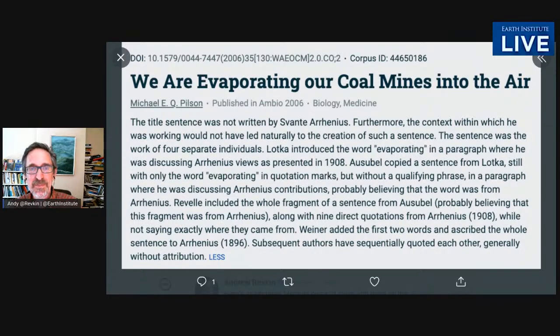So you have this hopscotching process, along with 9 direct quotations from Arrhenius, not saying exactly where they came from. Jonathan Weiner added the first 2 words and ascribed the whole sentence to Arrhenius. Subsequent authors, yours truly, have sequentially quoted each other, generally without attribution. And that is a process and a practice.